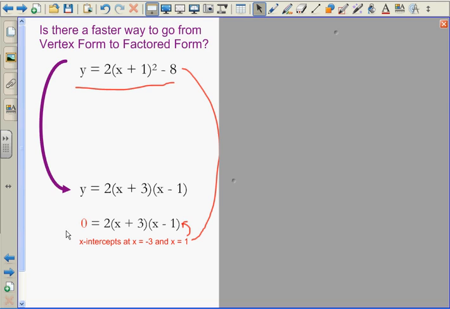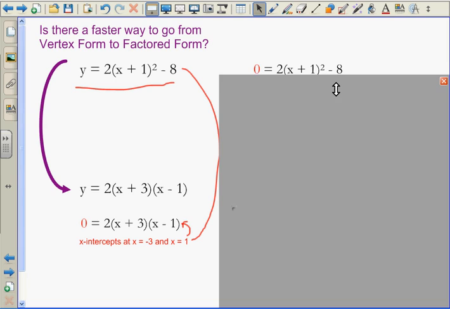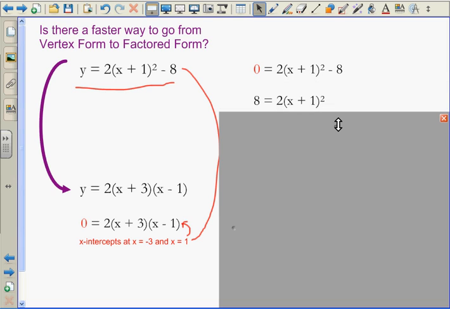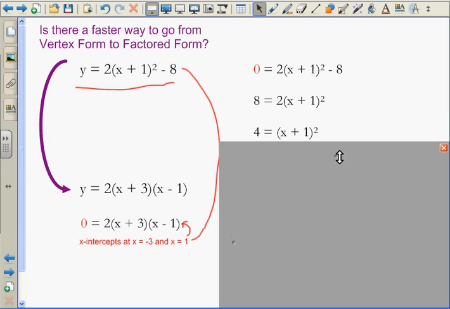Well, same ideas. We get intercepts when y is 0. So we'll do the same thing in vertex form. We'll say y is 0. If you remember back from Algebra 1, we solved a bunch of these, and we did that by getting the parentheses by itself first. So we add the 8 over, then the 2's being multiplied by the parentheses, so we divide it over, so 8 divided by 2 is 4.